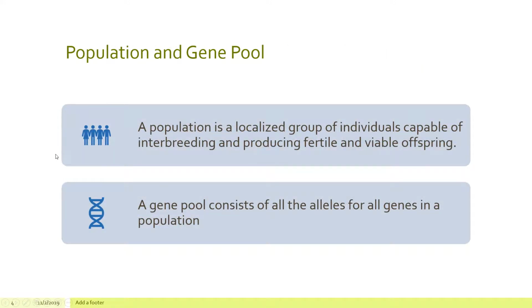So before we start diving into this, I want to go over two key terms. Make sure you guys understand when I say population, what that means, and also gene pool. We'll be using these two terms significantly throughout the next several weeks. So a population is a group of organisms that are of the same species, and they can produce viable and fertile offspring. And what I mean by that is that the offspring are also able to reproduce.